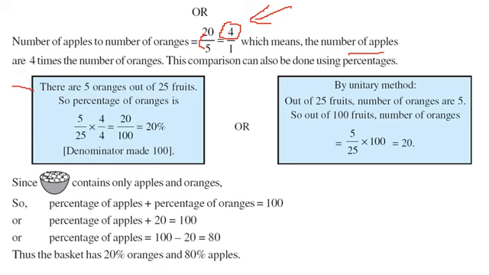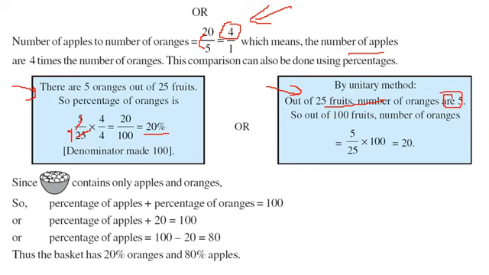So there are 5 oranges out of 25 fruits, just say. So how many of these? 5 out of 25, so 5 by 25. This is simply 5 fours are 20, right? We are just making it as a percentage. So by unitary method, you can just say, for example, you have 25 fruits. The number of oranges is 5.